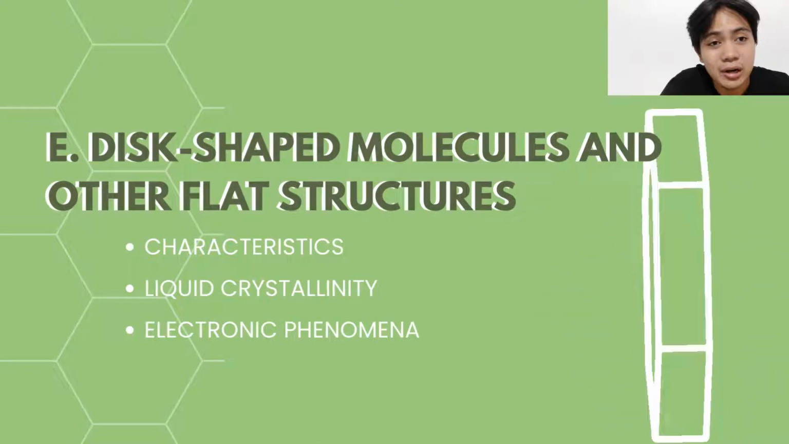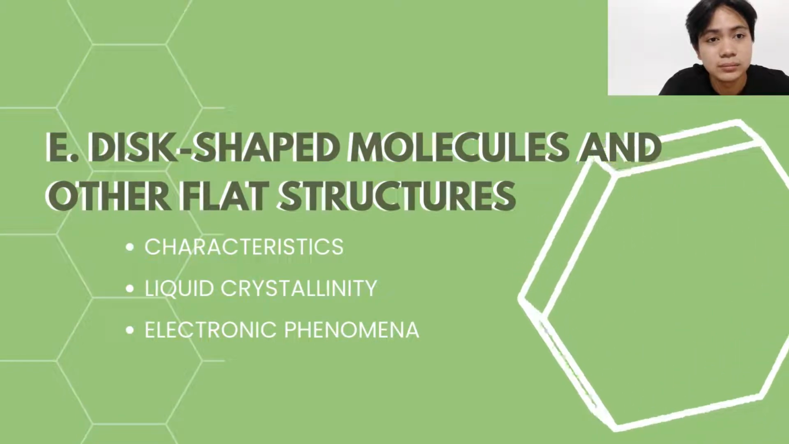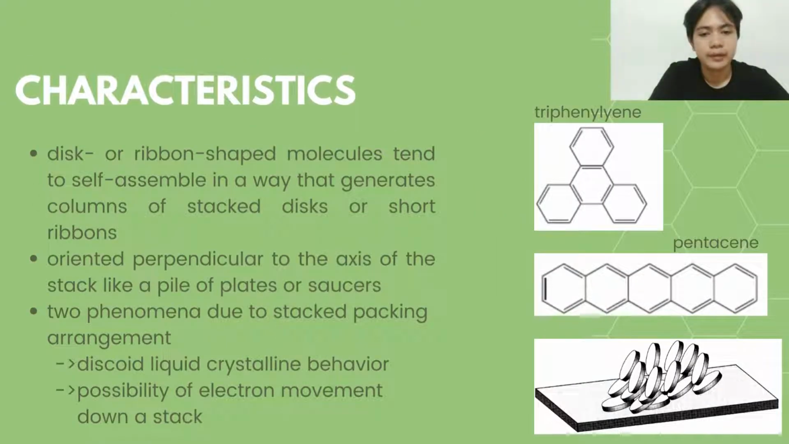Hi everyone, I'm Eman and I will be discussing disc-shaped molecules and other flat structures. We will learn about their characteristics, liquid crystallinity, and electronic phenomena. In nature, there exists a large number of disc, ribbon, or wafer-shaped organic molecules. To name some, we have benzene derivatives, triphenylene, and phthalocyanines. There are also related species like tetrazine and pentazine, which are ribbon or wafer shaped.